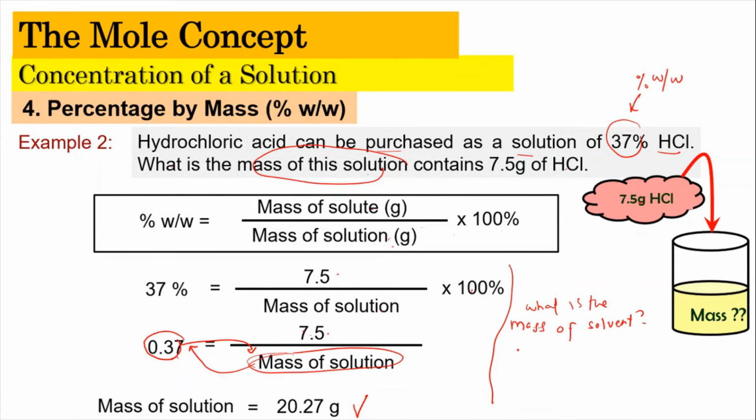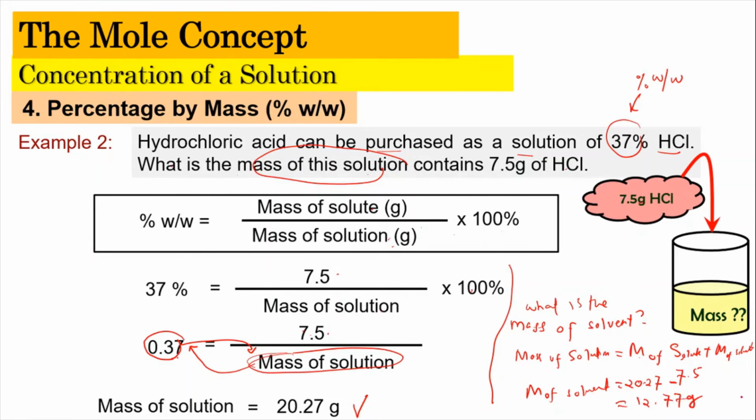Okay, correct. So the mass of solution is basically equal to the mass of solute plus mass of solvent. So in order to find the mass of solvent, we take the mass of the solution given here, which is 20.27, and minus the mass of the solute, which is 7.5. So 20.27 minus 7.5, you will get 12.77 gram.